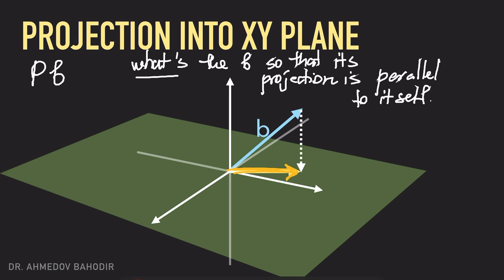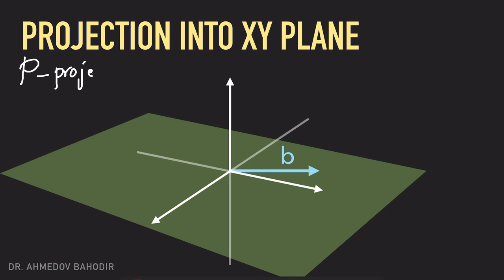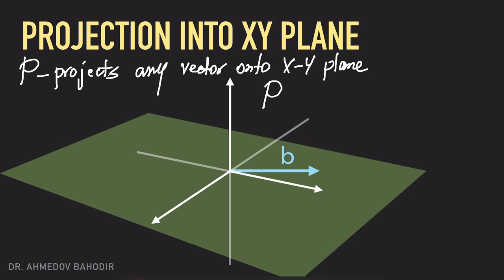Well, if I would like to find such a vector B, whose projection is going to be parallel to itself, I probably need to choose this vector B from the plane. The projection of this vector B onto this plane is going to be the same vector B. So let's say the P matrix is going to project any vector onto this xy plane. And in this case, the projection of this vector B onto this xy plane is going to be itself, right?